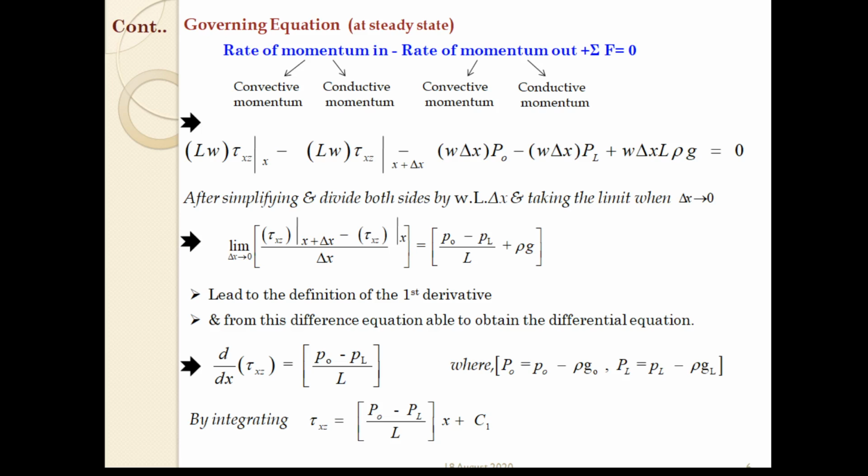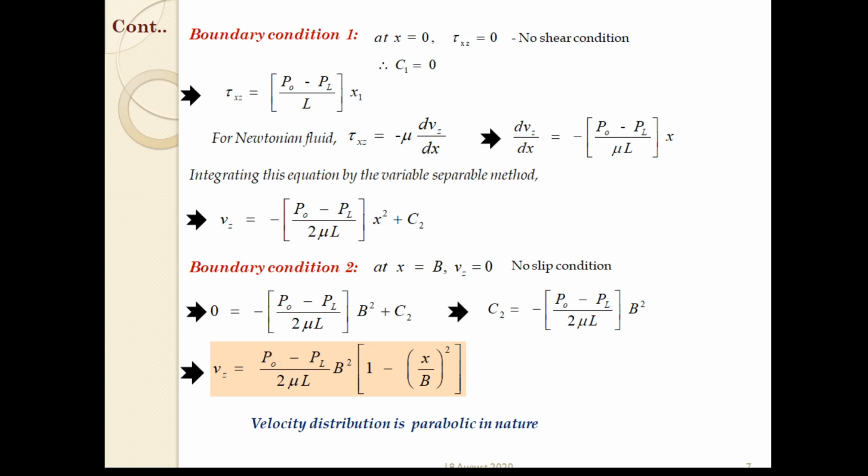As it is a shear stress term, tau xz, only one boundary condition will come, which is the no shear boundary condition. No shear prevails at x equals 0, where the velocity is maximum. At x equals 0, tau xz equals 0 because of the no shear condition. Putting this in, we get the integral constant C1 equals 0. So the equation after incorporating C1 is tau xz equals P naught minus PL upon L into x.